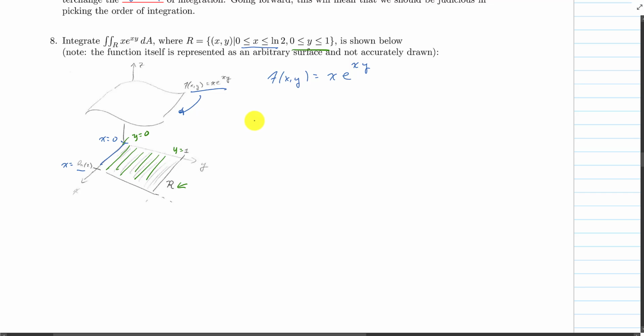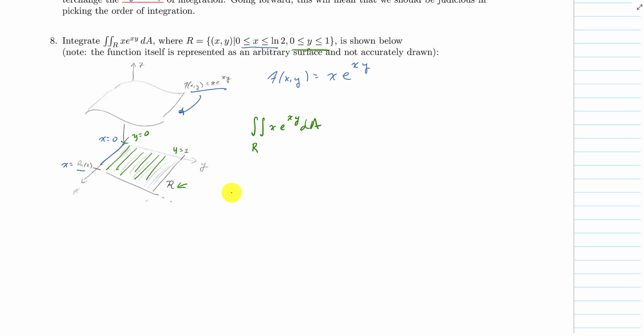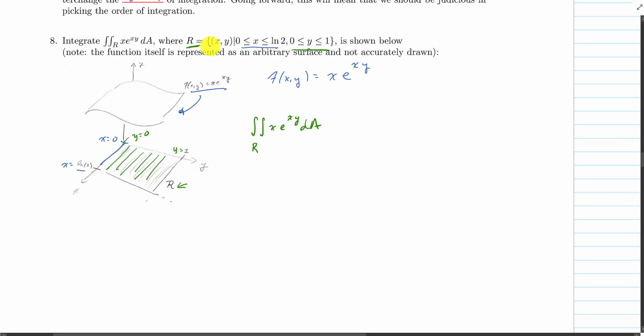So here we go. We're going to try to compute the double integral over the region R of x e to the xy dA. This would be a bear to compute on its own, but luckily the function x e to the xy is continuous everywhere, and specifically it's continuous on the region R that we're talking about. And so that means Fubini's theorem applies.